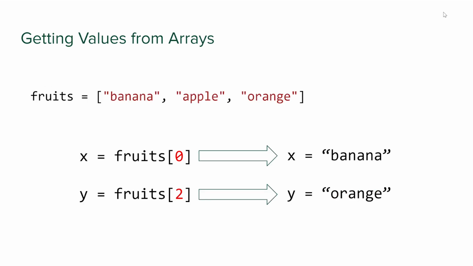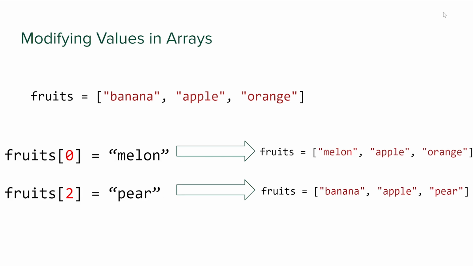So, like I said, x is fruits 0. So the way we access it, therefore, is x equals fruits, square brackets 0. So square brackets indicate where the position is. The value inside the square brackets indicates what particular element in the array I am taking out or assigning to a particular variable. This is x and y.